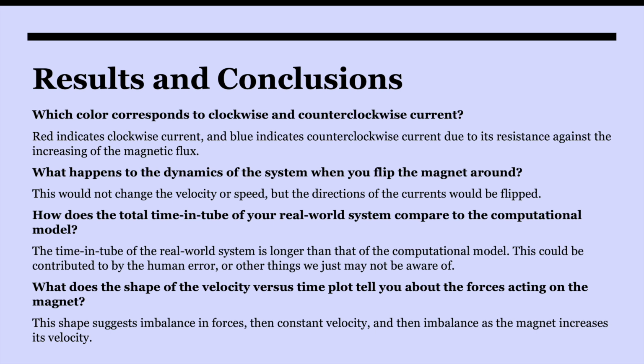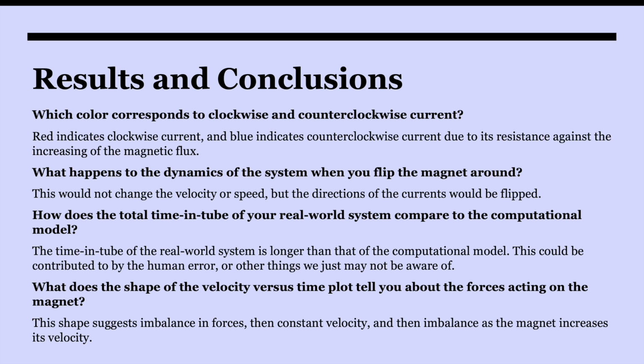Which color corresponds to clockwise and counterclockwise current? Red indicates the clockwise current and blue indicates counterclockwise current due to its resistance against the increasing of the magnetic flux. What happens to the dynamics of the system when you flip the magnet around? This would not change the velocity or speed, but the directions of the currents would be flipped.